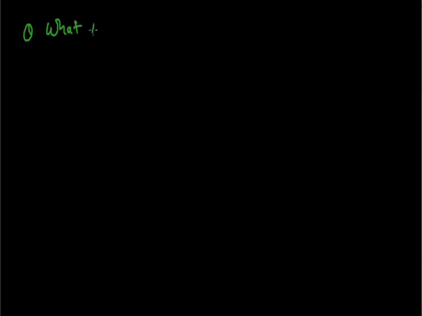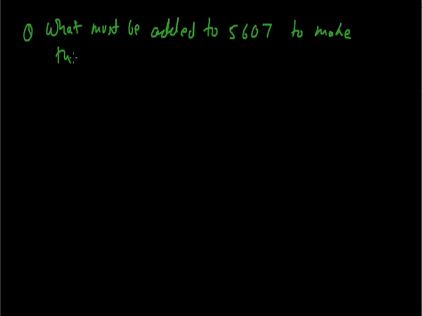My next question is, what must be added to 5607 to make the sum a perfect square? As we know, when the unit digit is 2, 3, 7 or 8, the number is never a perfect square. So definitely 5607 is not a perfect square.